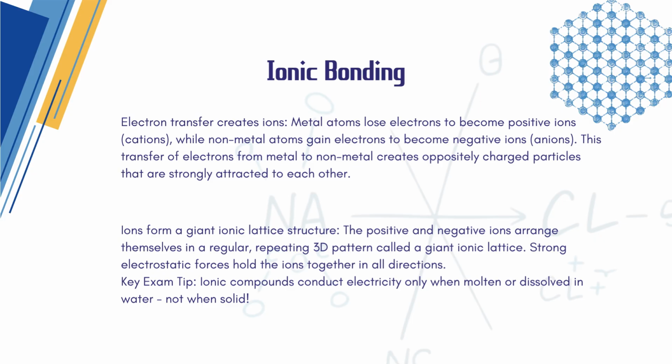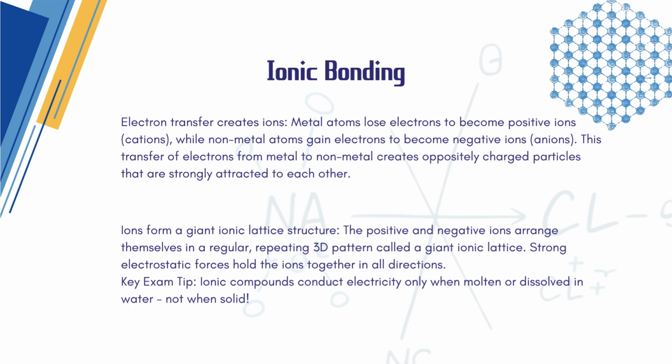Now, let's talk about ionic bonding. This happens between a metal and a non-metal, and the key word here is transfer. Electrons are transferred from the metal to the non-metal. So this is what happens next. The metal loses electrons and becomes a positive ion, and the non-metal gains electrons and becomes a negative ion.